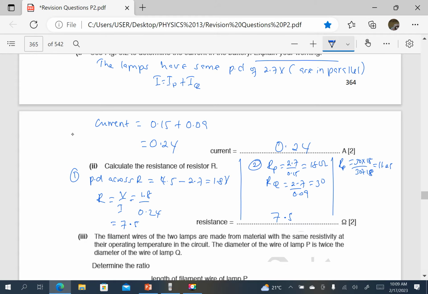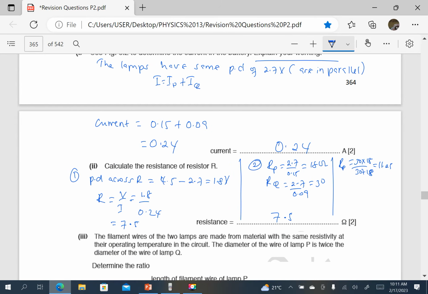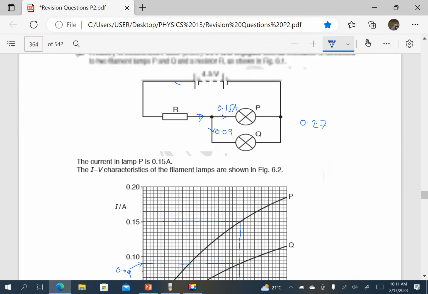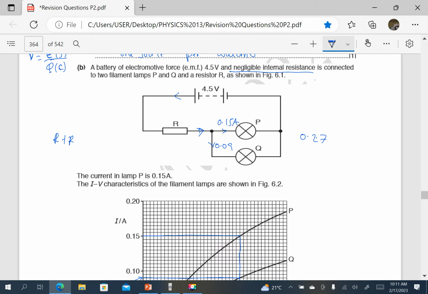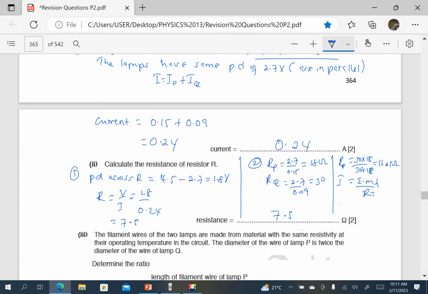And remember, current equals EMF over resistance. So I was saying the resistance in parallel is 11.25 ohms, and the total current I is equal to the EMF divided by total resistance. Total resistance also involves R, which is in series. So total resistance is resistance R plus the resistance in parallel. We substitute here: the current I, which is 0.24, is equal to the EMF, which has been given as 4.5, divided by total resistance, which is R plus 11.25. So you notice that now we have only one unknown.